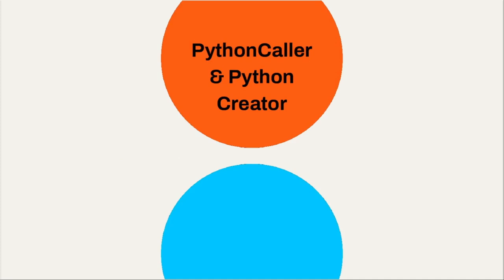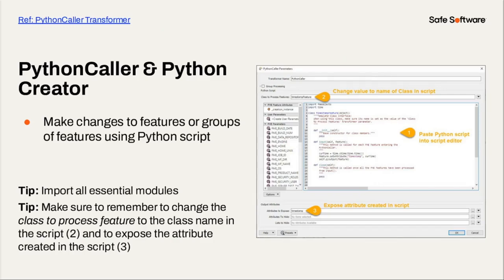So now I'll go over the PythonCaller and Python Creator transformers. The PythonCaller and Python Creator transformers allow you to make changes to features or groups of features using a Python script. Again, before using these transformers, you just want to make sure that there isn't already an FME transformer available that can accomplish the task that you want to perform.